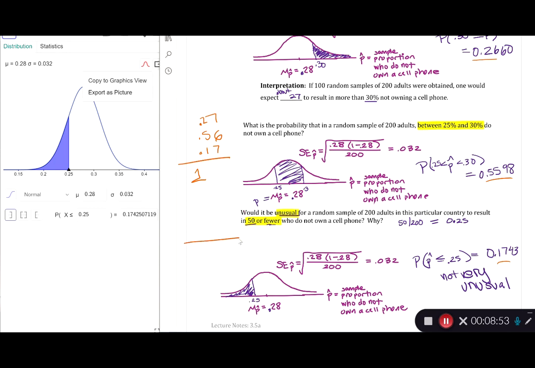If we look at our curve and kind of put all these together, we had this graph, right, centered at 0.28. So the first one, we found the area above 0.3, up here. On the second one, we found the area between 0.25 and 0.3, this area here. And then the last one we did, we found the area below 0.25. There you go. So our total area under the curve should sum to 1, and that's what we just verified.